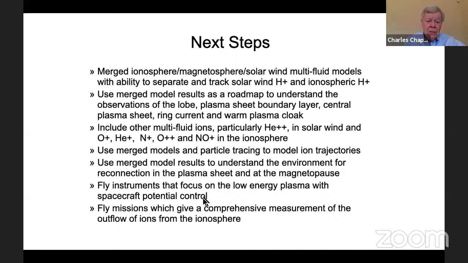We need to fly instruments that can focus on low energy plasma that have spacecraft potential control. This is really important. We don't always do this, and we need to get back to doing that on future missions. And we really need a mission that can comprehensively measure the outflow of ions from the ionosphere, all energies. There was one proposed to do this sort of thing in the last call for mission proposals, but it wasn't selected. It's really important to know the details of what the ionosphere is putting out.